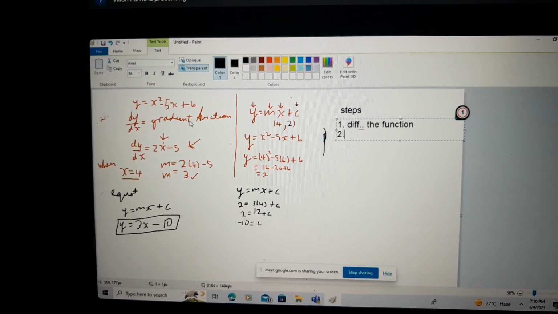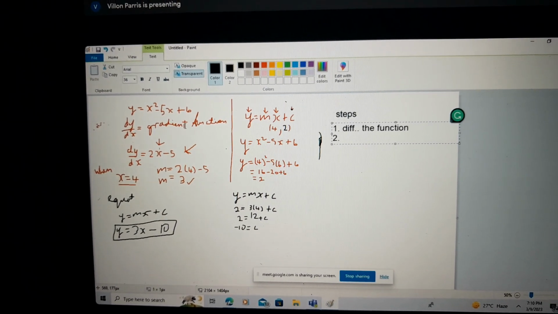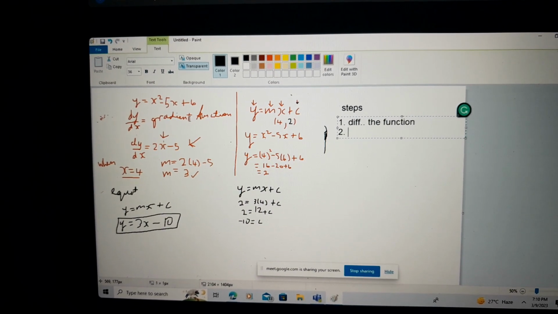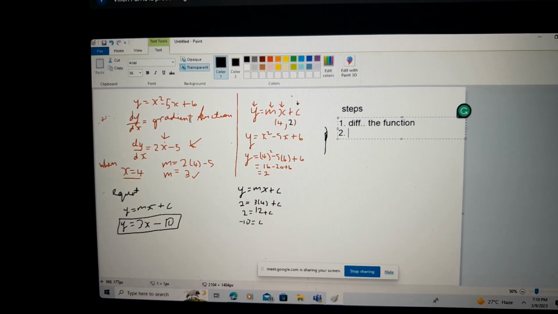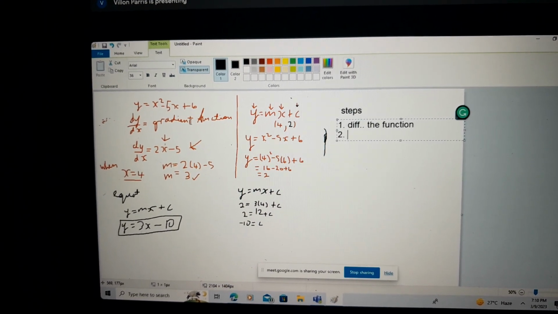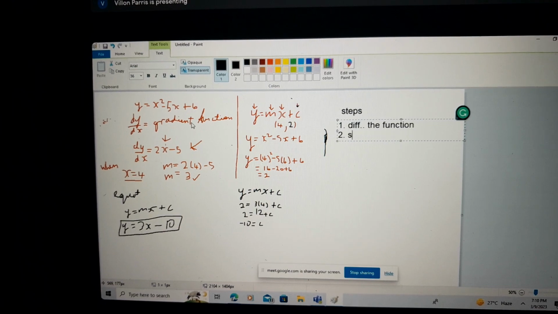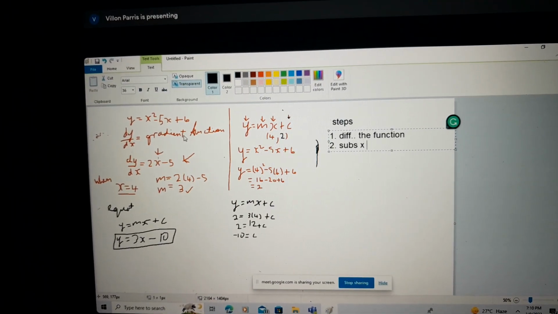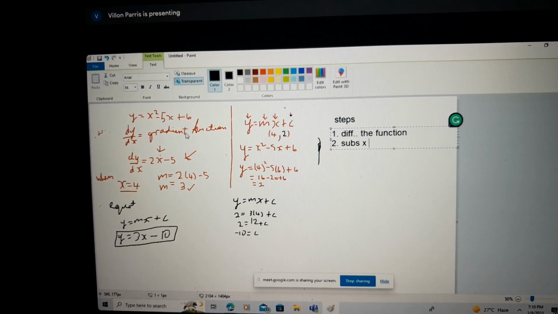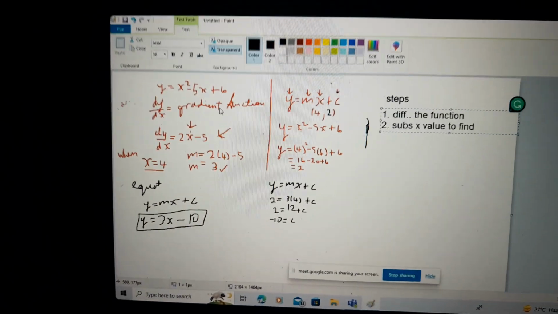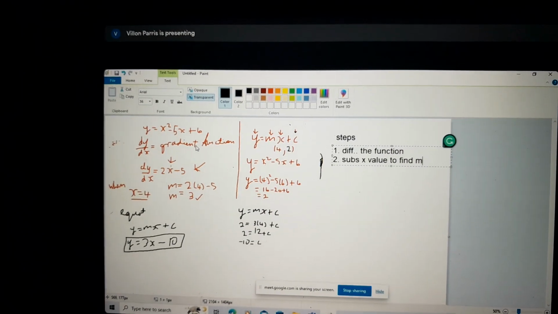What's the second step? After we differentiate the function, what's the next thing we'll do? We find the gradient using the value of x. Very good. Substitute the x value to find the gradient, to find m. Excellent.